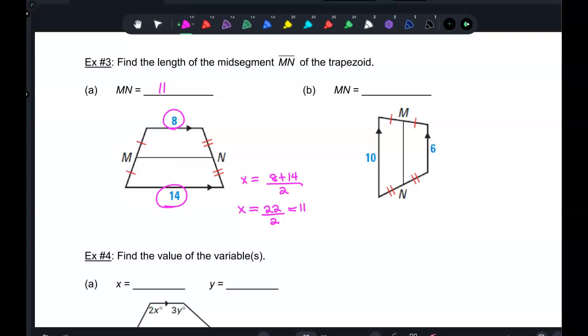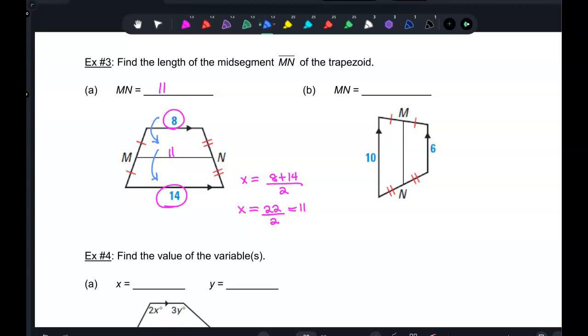Now, a quick way to check to see if we did this correctly. This mid segment should be right in the middle of 8 and 14. So if you think about it, 8 plus 3 is 11, and 11 plus 3 gives us 14. So if it comes out to a whole number, it's pretty easy. You can just check and make sure you got that right.